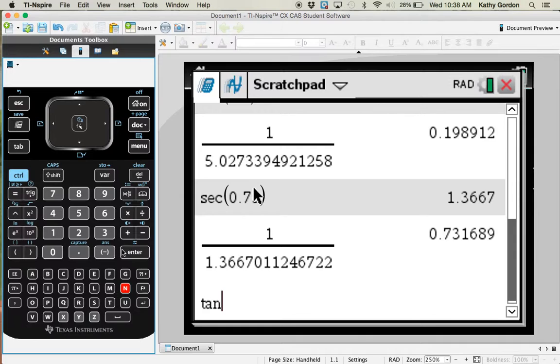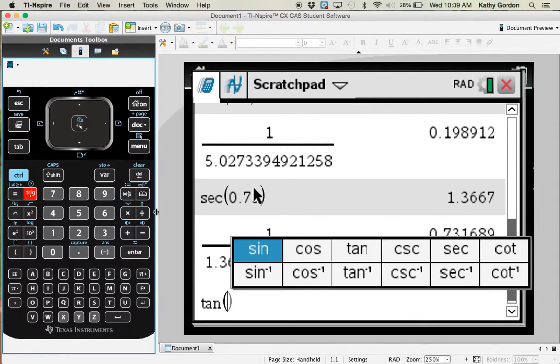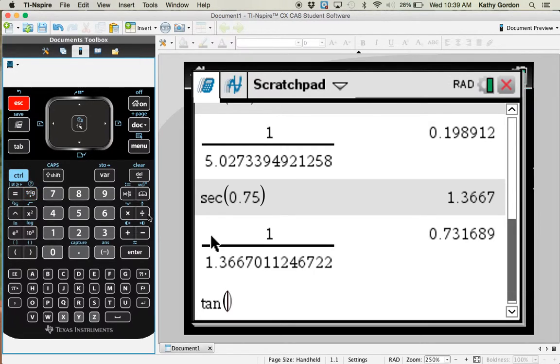The thing about typing it yourself, though, is whatever you're taking the sine or cosine or tangent of, you have to make sure you put it in parentheses. So you have to type your own parentheses when you type it yourself, whereas when I come up here to do it, once I hit one of these, the parentheses automatically comes up with it. That's really the only difference. So my tangent is going to be what?